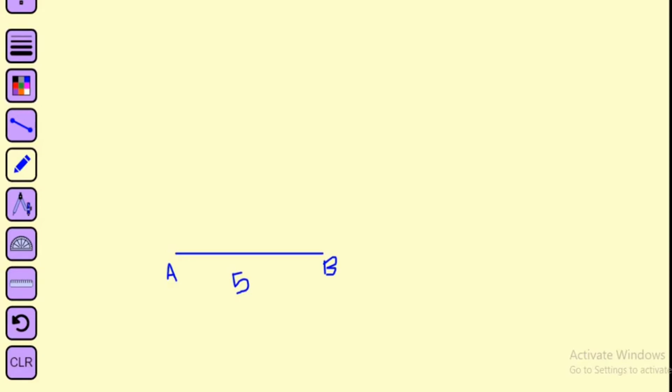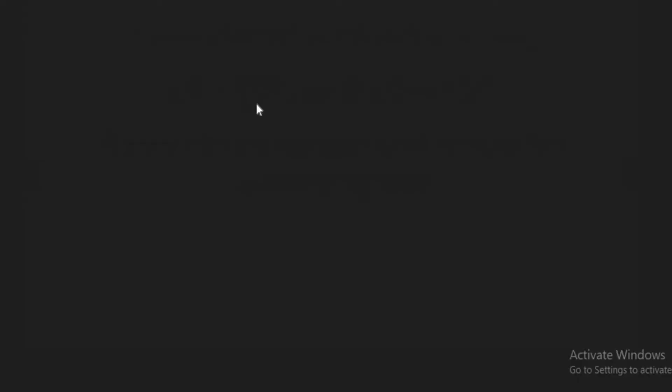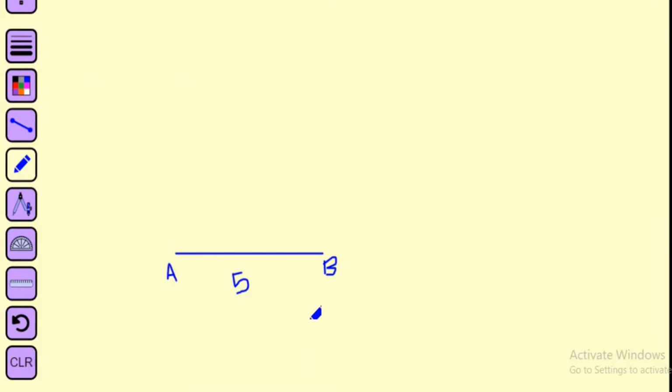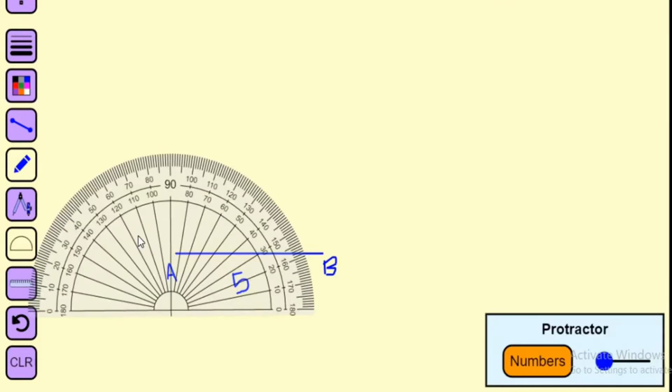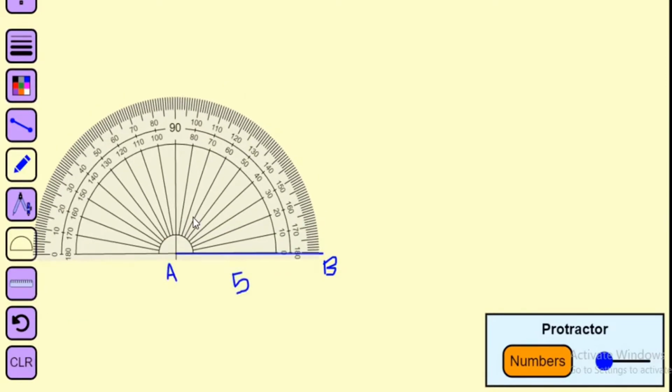Now AB is the included side because we know that angle A and angle B are given and the side AB is given. So you understood that AB is the included side and angle A is equal to 60 degree and angle B is equal to 75 degree. So first we have to take the protractor and keep the protractor center at A and measure the angle 60 degree. So which angle you will measure? Inner angle or outer angle of the protractor?